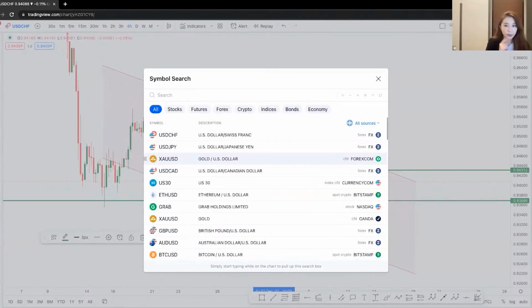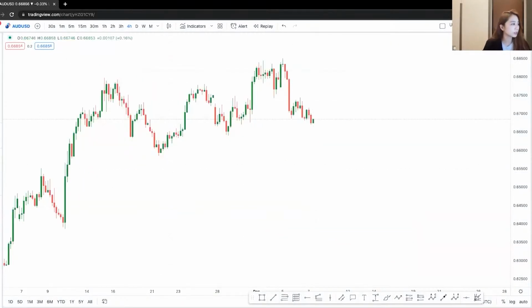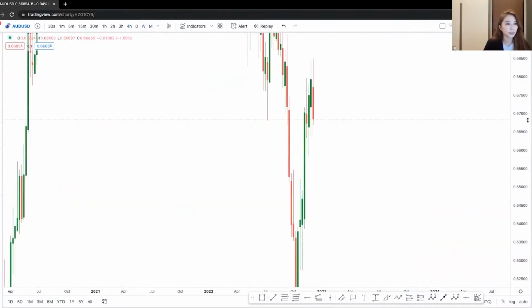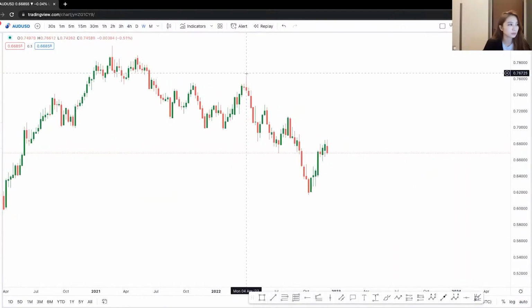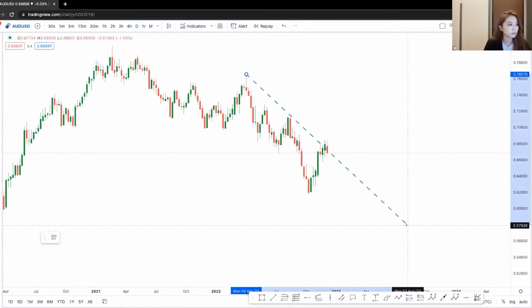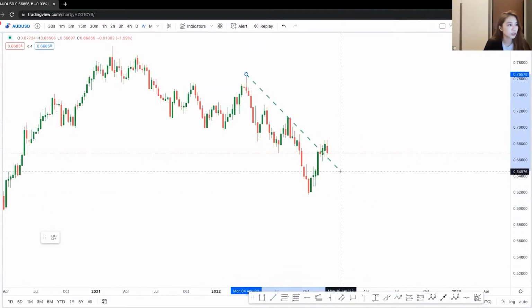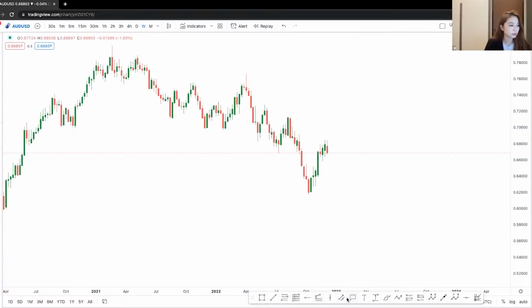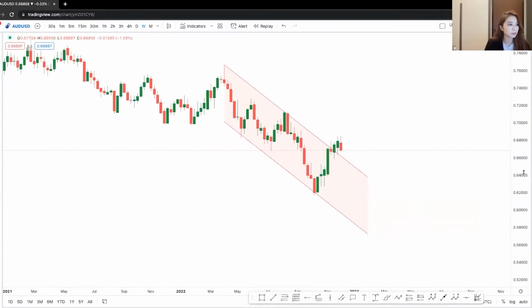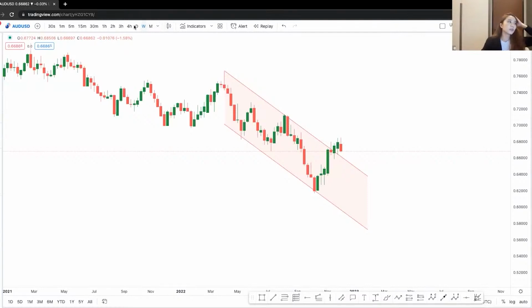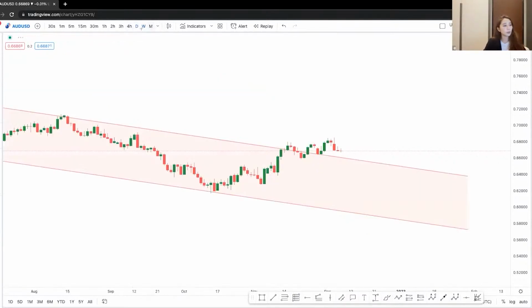Let's look at another pair. Maybe Aussie dollar. Okay, let's start from the weekly chart. Initially it was a downward moving channel, but you can see that price has broken out of the channel for Aussie dollar. Let's look at the 1-day chart.